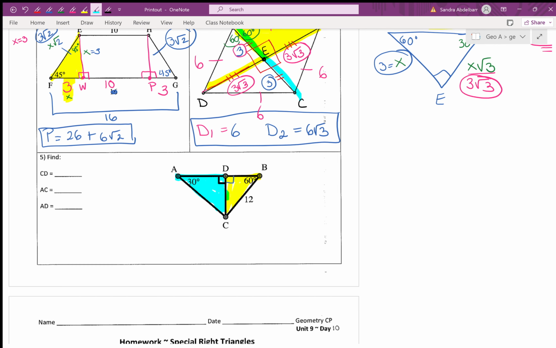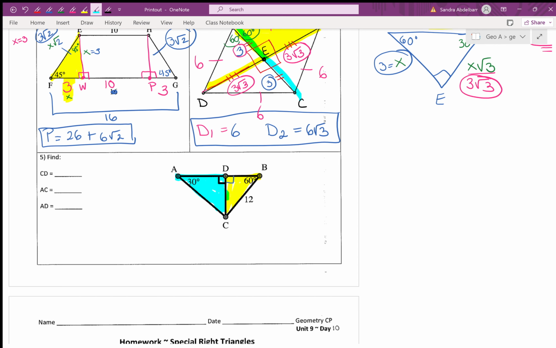Nobody? Really? Jeff? ABC. ABC, good. How did you know that's also a right triangle? Angle A is 30 and angle B is 60. You got it. The only way to add up to 180 is if that angle ACB is 90. So those are our 3 right triangles.